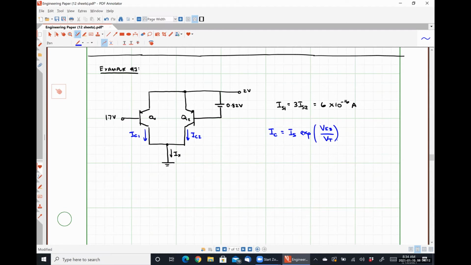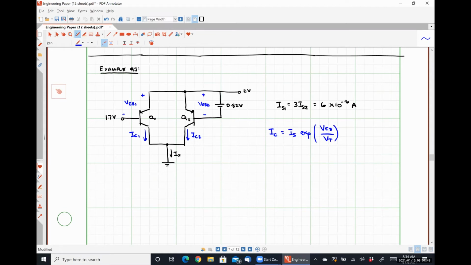Just for the sake of argument, I am going to define a voltage here, positive polarity on my emitter terminal, negative polarity on my base terminal. So this is VEB1. And then here, positive polarity on emitter, negative polarity on base. This guy is VEB2.